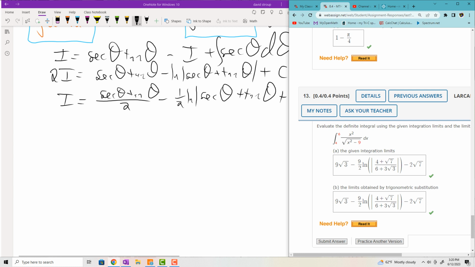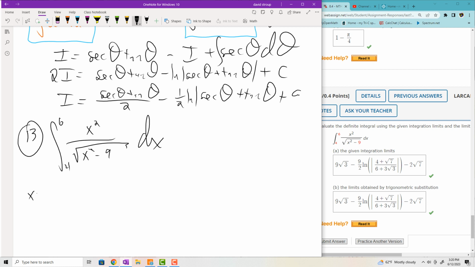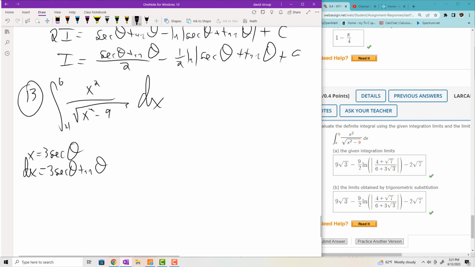In 13, they're asking for evaluating it first by not changing the limits, and the second, by changing the limits right off the bat. So I'll kind of also try to kill that bird. So anyways, number 13, we have the integral from 4 to 6 of x squared all over the square root of x squared minus 9 dx. So this is a secant sub. So x will be 3 secant theta. And then you get your dx, which is 3 secant theta tan theta. And then get your theta. So theta will equal secant inverse of x over 3.